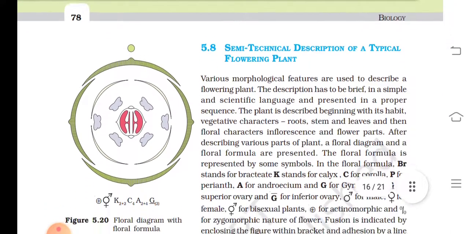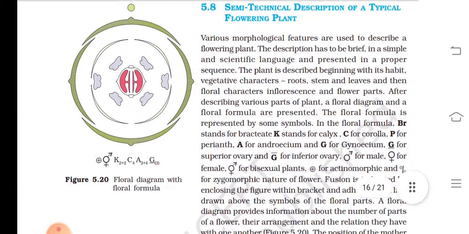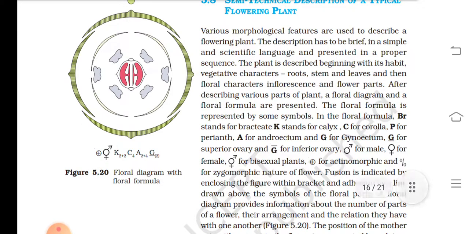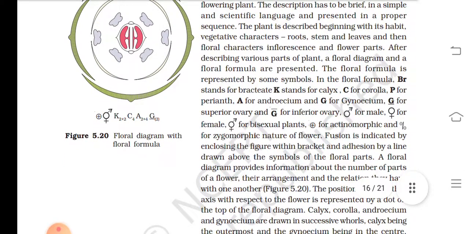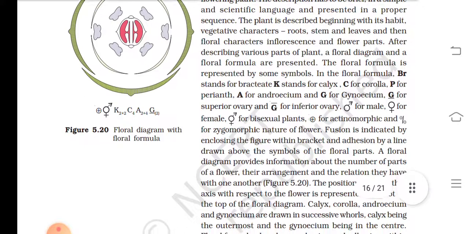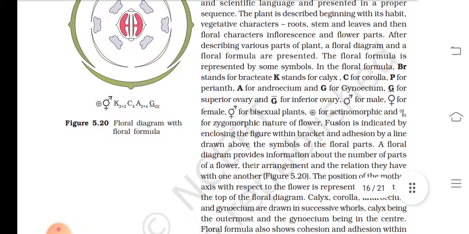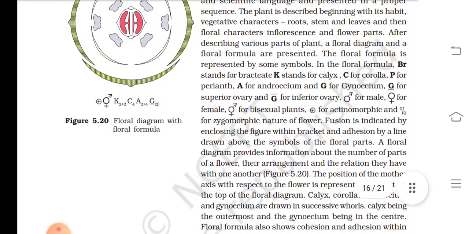5.8 Semi-technical description of a typical flowering plant. Various morphological features are used to describe a flowering plant. The description has to be brief, in simple and specific language, and presented in a proper sequence. The plant is described beginning with its vegetative characters, root, stem and leaf, and the floral characters, inflorescence and flower parts. After describing various parts of a plant, a floral diagram and a floral formula are presented.